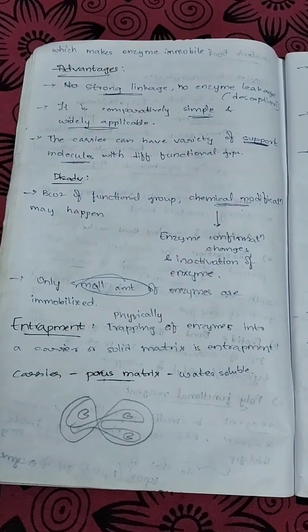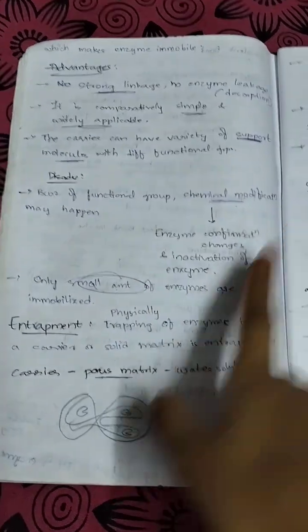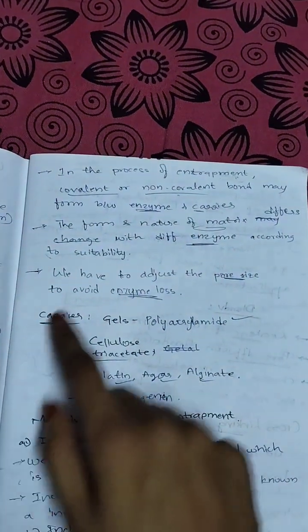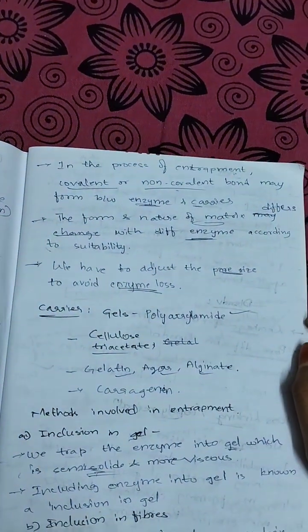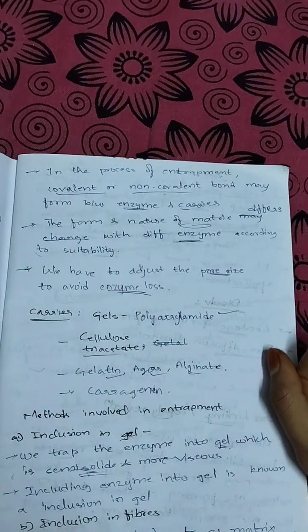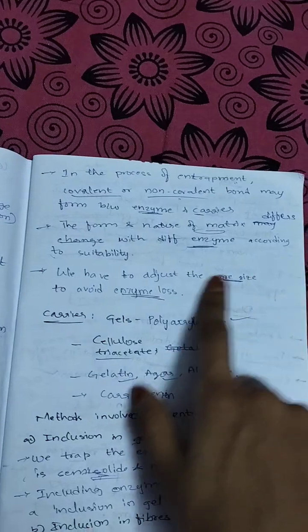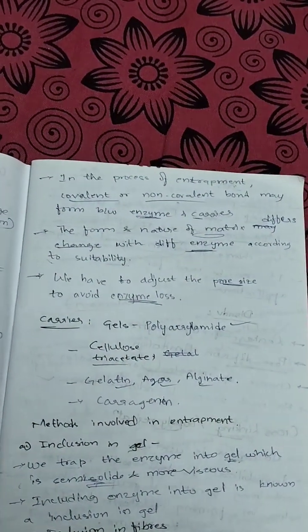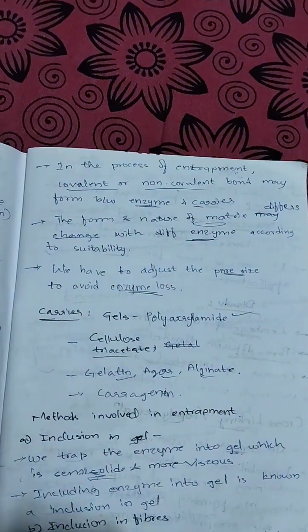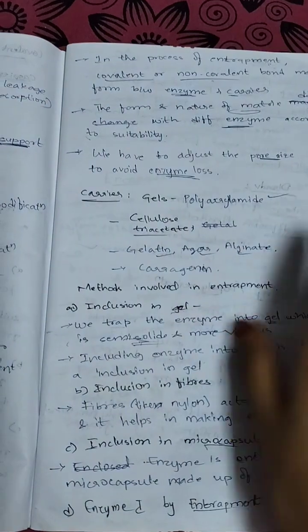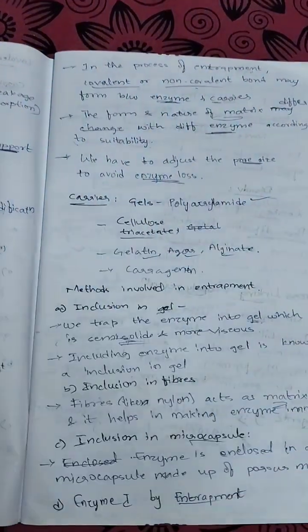Here the enzymes are physically trapped in a solid matrix. Covalent or non-covalent bonds may be involved with different types of enzymes, and according to that, different solid matrices are used. In entrapment, we have to adjust the pore size because enzyme loss may happen.